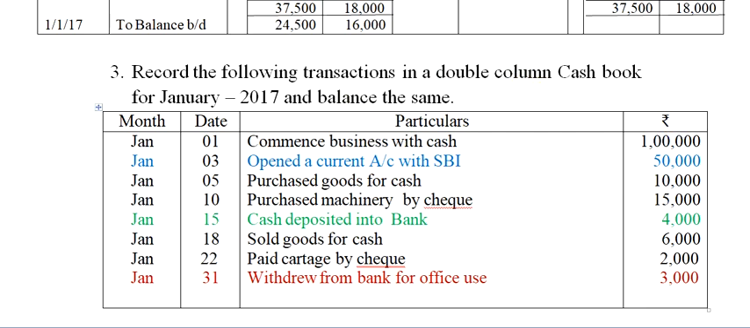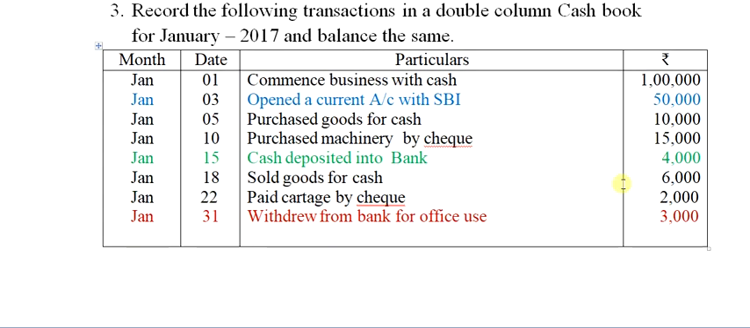Either on the debit side as well as under the credit side. Now you can see month, date, particulars, rupees is given. I will analyze it. So here three contra entries are there. So I will analyze the problem. You need to mark the problem first and then we can do the solution here.